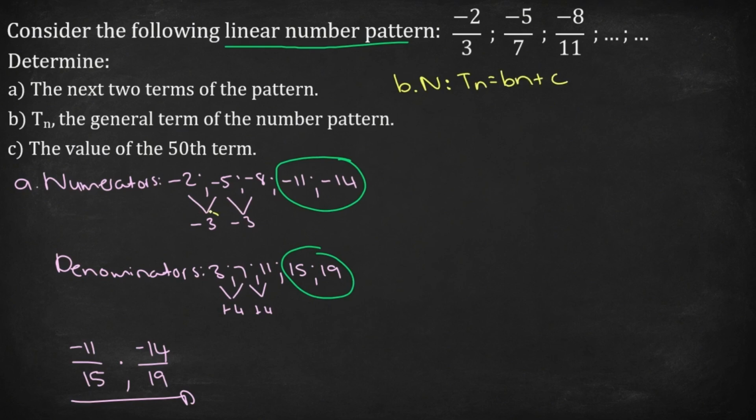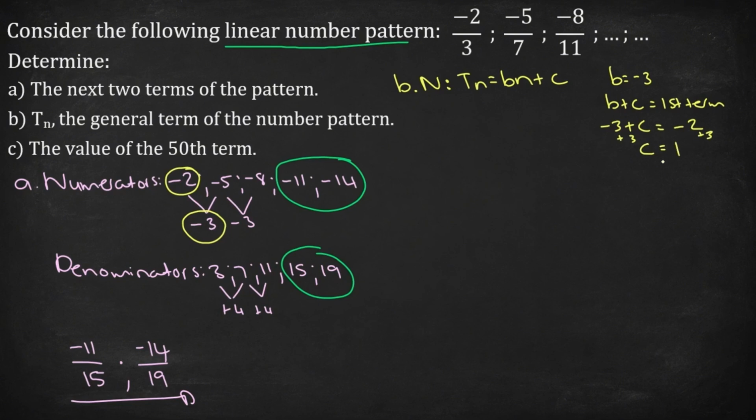Have a look. We already know that b is equal to negative 3. So I can write b equals negative 3. Now we need to find c. And to do that, you have to add b plus c and equate it to the first term. Now let's substitute. b is negative 3 plus c, and that equals negative 2, because negative 2 is the first term of our numerators. Now let's get c alone. That is equal to negative 2 plus 3 on both sides. c is equal to 1. Now let's substitute c and b into this formula. That gives us Tn equals negative 3n plus 1.